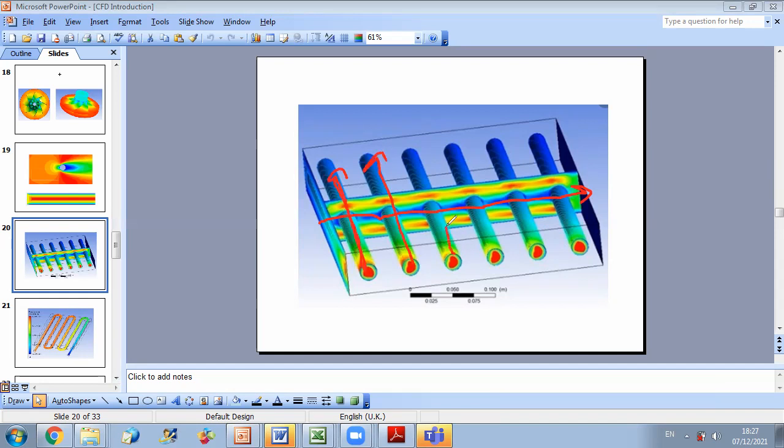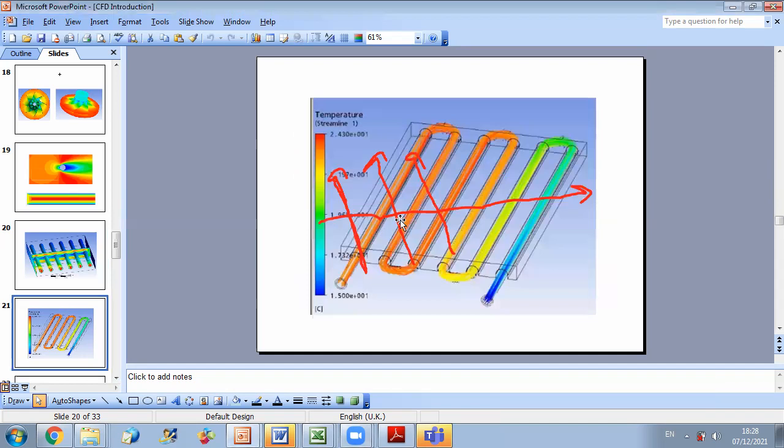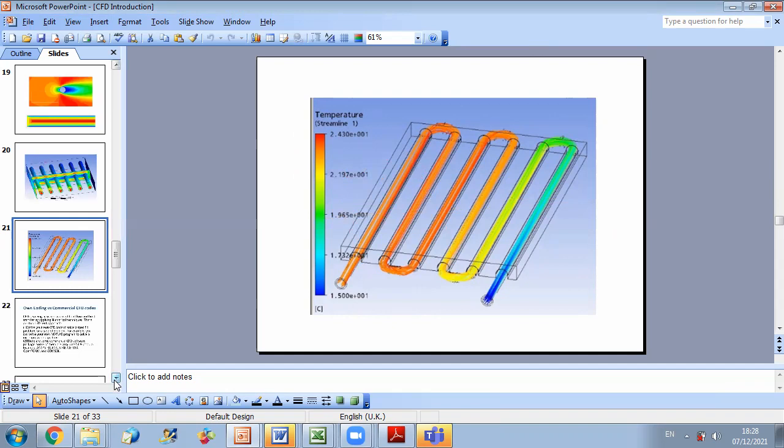So this is a heat transfer application. And you can study different types of heat exchangers, different forms. And we will do a project in this course. We will take one of the applications and study the temperature, velocity, pressure profiles, etc.